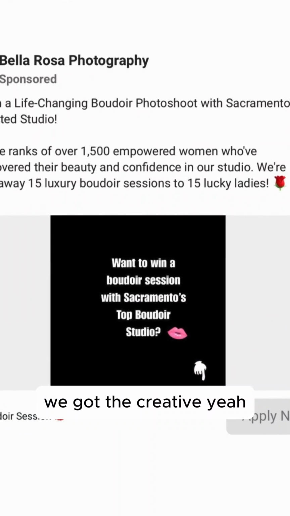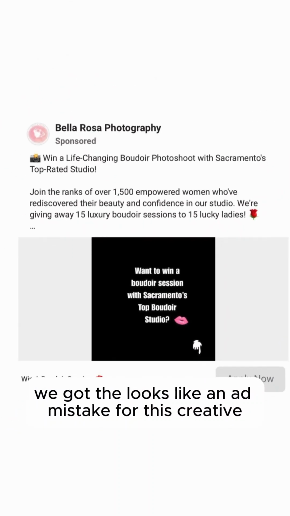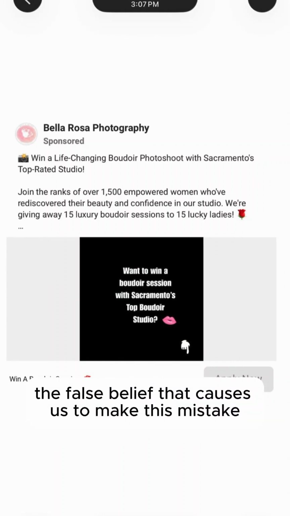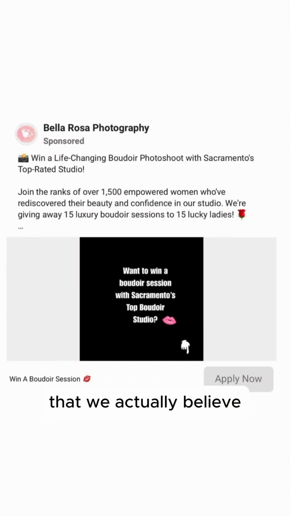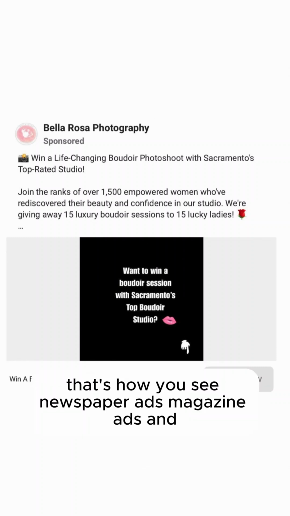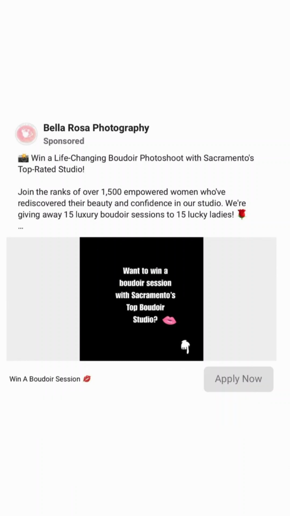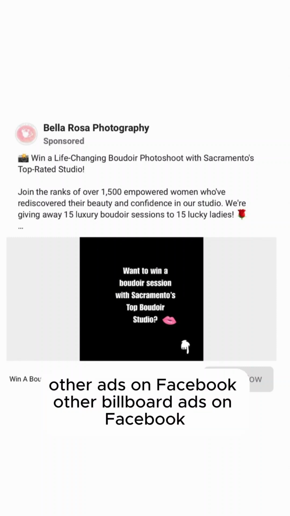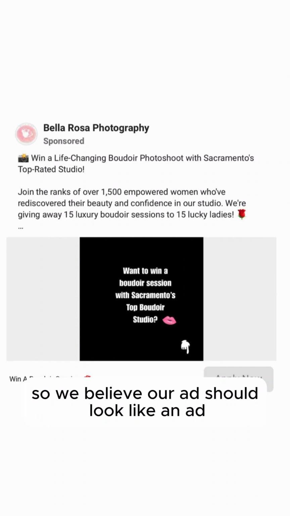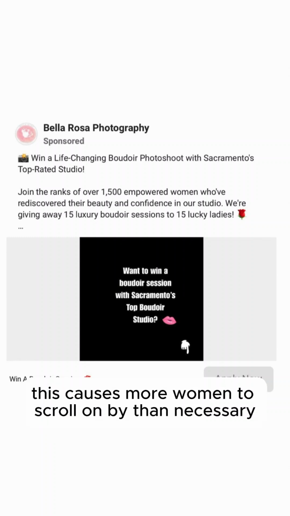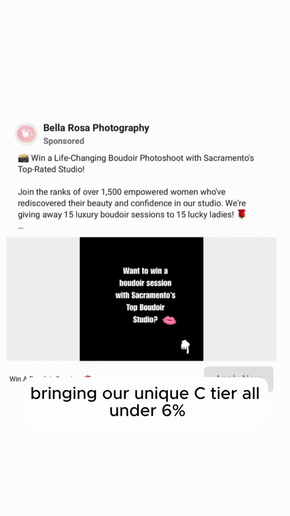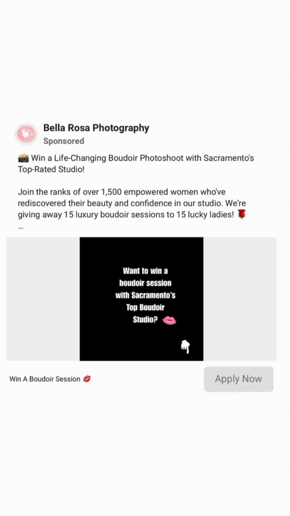We also have the looks-like-an-ad mistake with this creative. The false belief that caused us to make this mistake is that we believe an ad should look like an ad, because that's how we've seen newspaper ads, magazine ads, TV ads, other ads on Facebook, other boudoir ads on Facebook. So we believe our ad should look like an ad. But this is incorrect. This causes more women to scroll on by than necessary, bringing our unique CTRL under 6%.